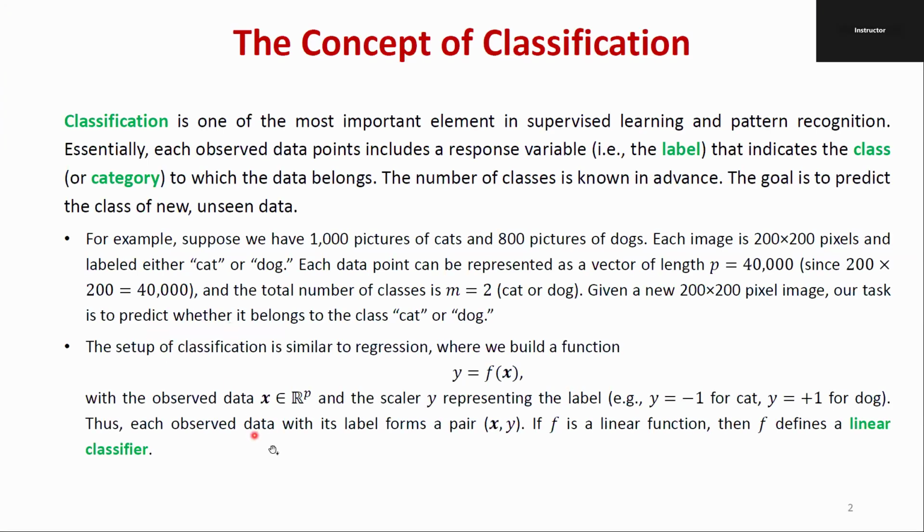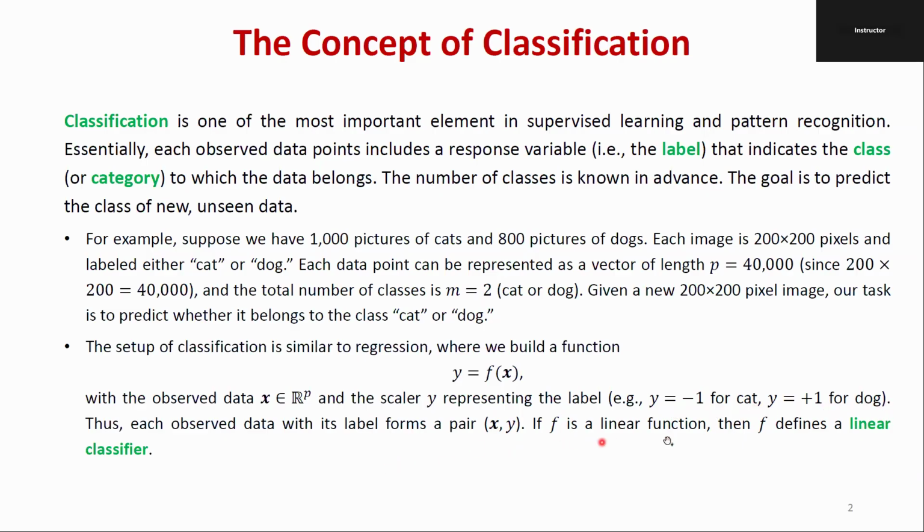So now each observed data point with its label forms a pair, x and y. Be careful here. x is a vector, and hence you can see it's in bold. For example, x can be a vector including 40,000 elements, and y is a scalar, meaning the class. For example, -1 for cat, +1 for dog.